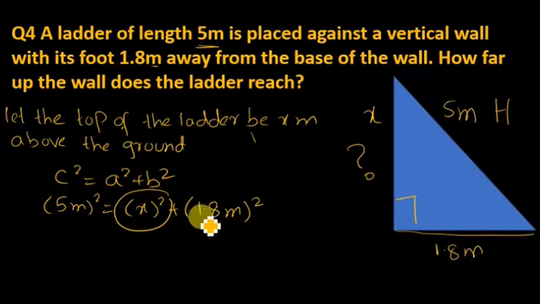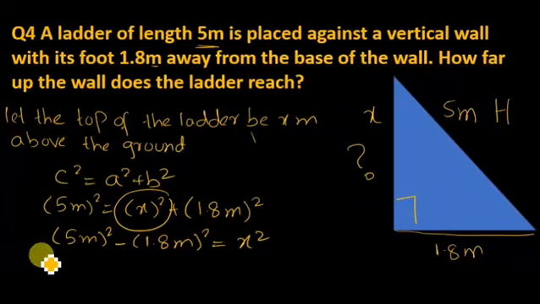5 meter square. You can move it here. This is a plus sign; when we move it to the other side, the sign converts into negative. 1.8 meter whole square and x square. I told you 5 meter square is not 5 multiplied by 2 equals 10, that is the wrong answer. 5 meter square means 5 multiplied by 5, and the answer is 25 meter square.